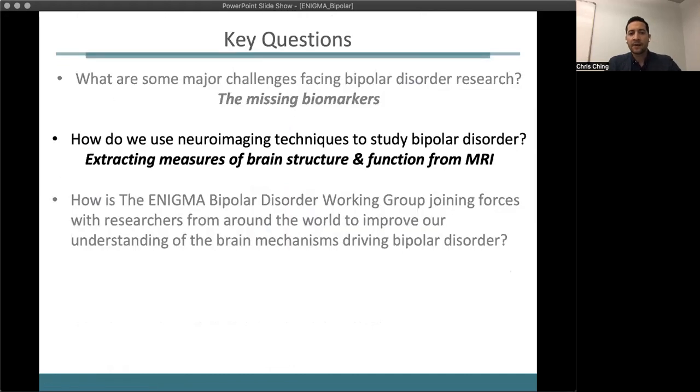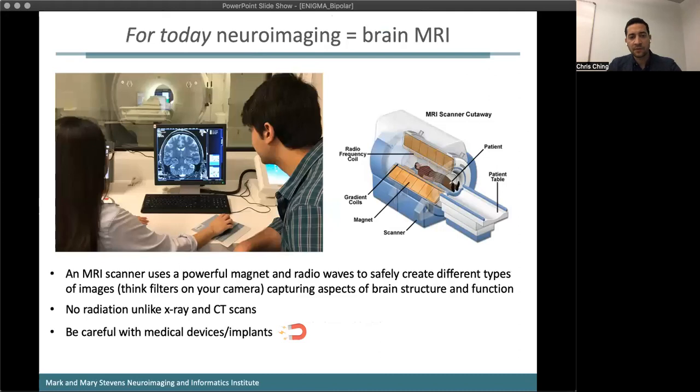Now I'm going to talk a little bit about how we use neuroimaging to extract brain measures from MRI. As I mentioned, when we talk about neuroimaging today, we'll be focusing specifically on MRI. An MRI scanner uses a powerful magnet and radio waves to safely create different types of images that you can think of sort of like filters on your camera that capture different aspects of brain structure and function.